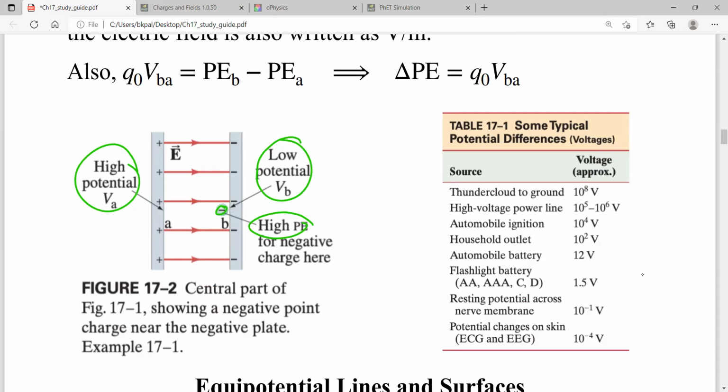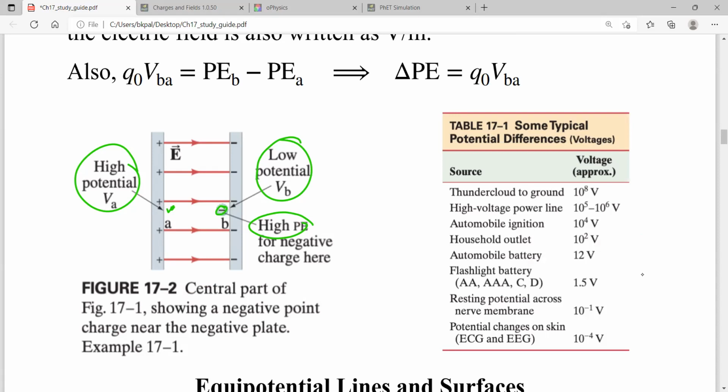But if the test charge is positive, then the potential energy is high close to the positive charge and low at the negative charge. If the test charge is negative, something like this diagram, then the high potential energy is close to the negative plate and low potential energy is close to the positive plate.